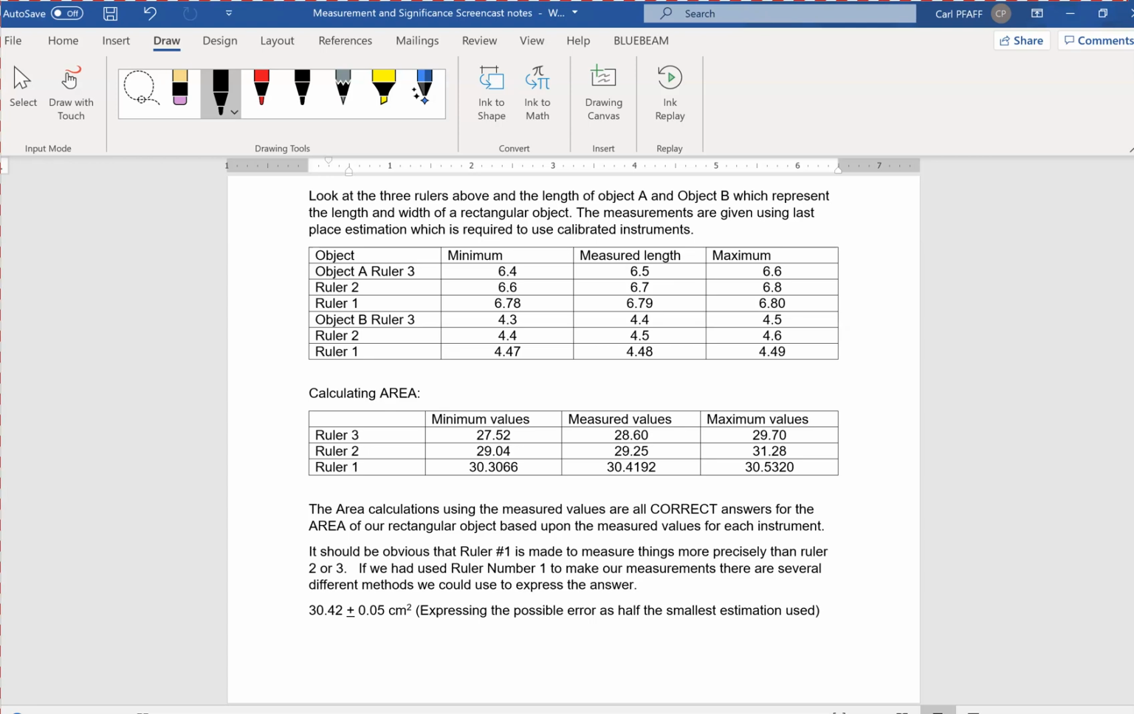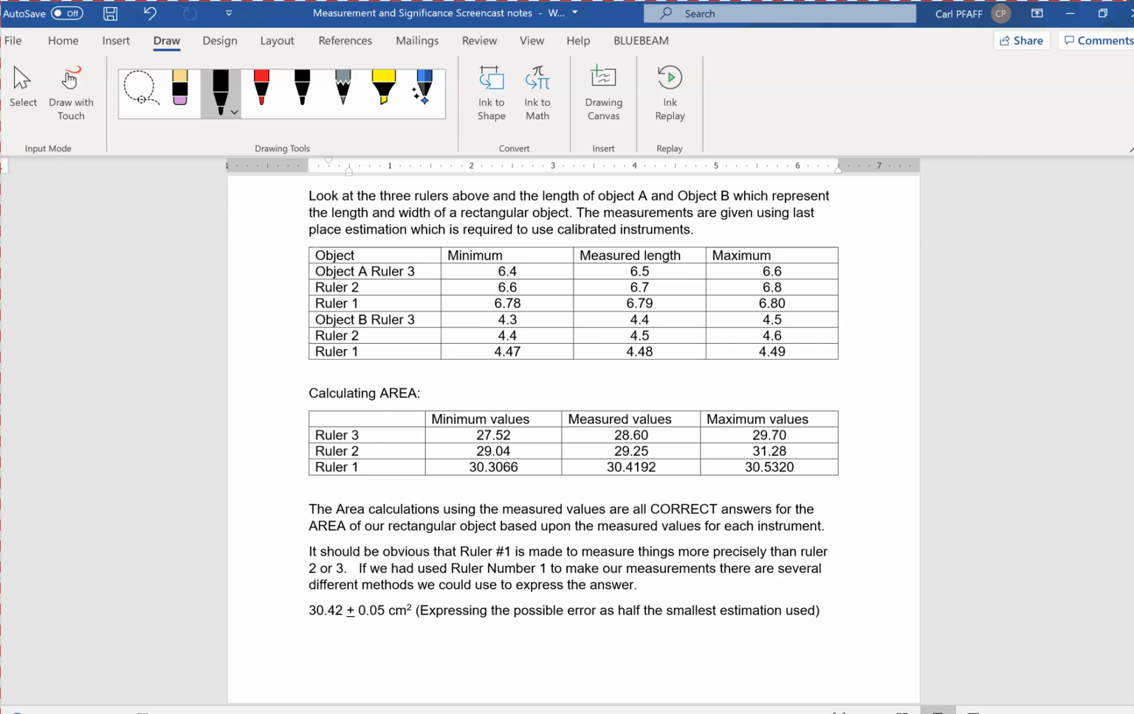Because there is a right answer. Well, if I looked at 30.4192, I would probably say, well, the measurements that I made with ruler number 1 were to the hundredth of a decimal place. So I'd probably round my answer to the hundredth of a decimal place, 30.42.